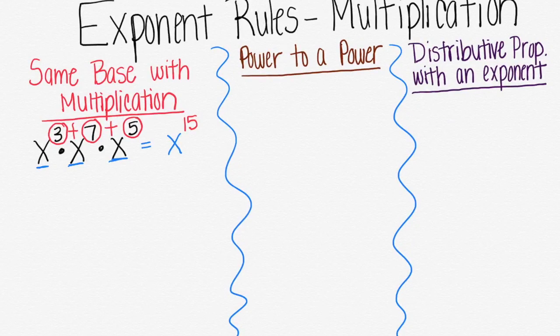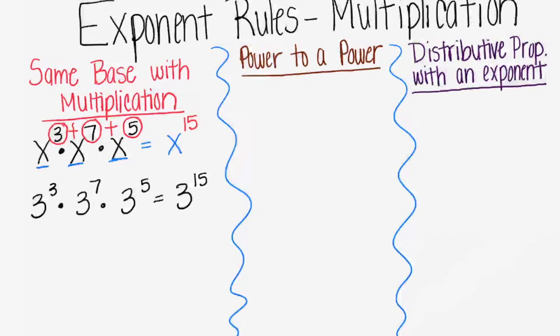It works the same if we have whole numbers. Let's say we have 3 to the 3rd times 3 to the 7th times 3 to the 5th. Then we would also have 3 to the 15th. And we can leave it in exponent form. Again, our base carries through to our answer. We take our exponents and we add them together.